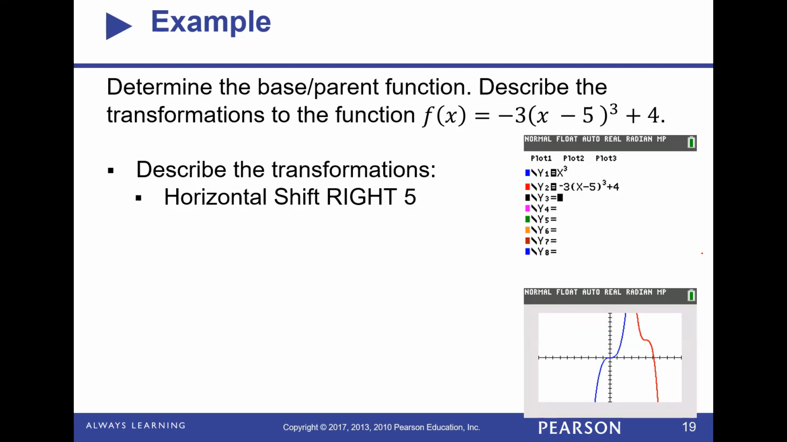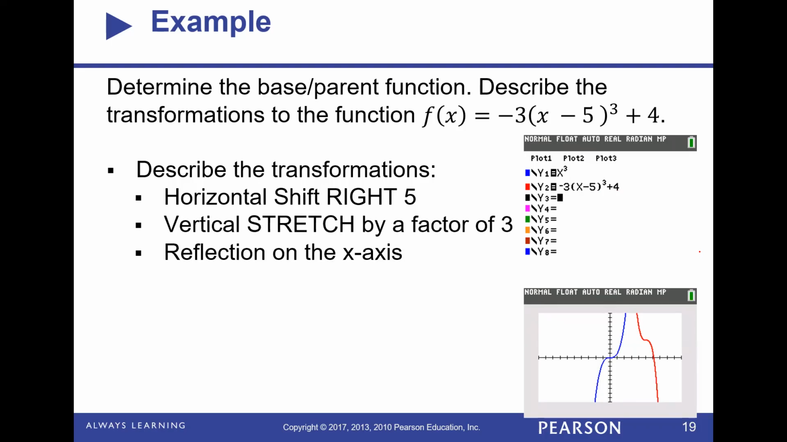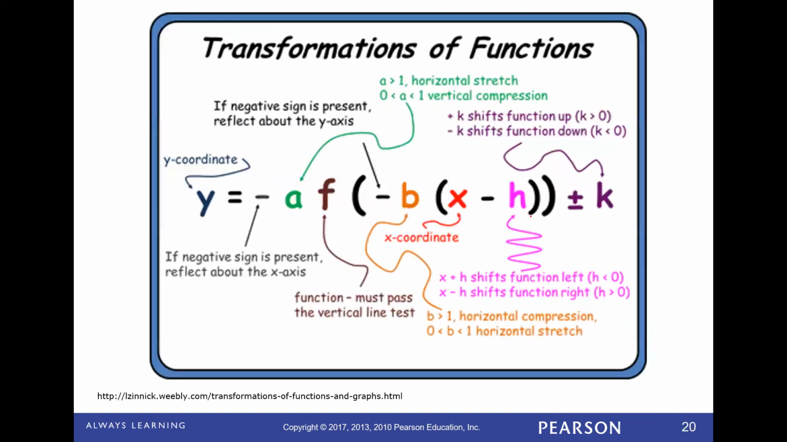So we've shifted right 5, we've stretched by a factor of 3, we've reflected on the x-axis, and we moved our graph up 4 units. And again, I can graph all of them at the same time now, and I can see that happening. Now, it was a little hard to see when I graphed all of them at once. So if I did each one individually, it really allowed me to see what each number represented. Okay, and so there's 4 different transformations on this graph itself.